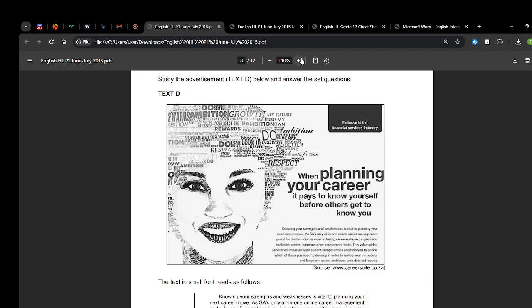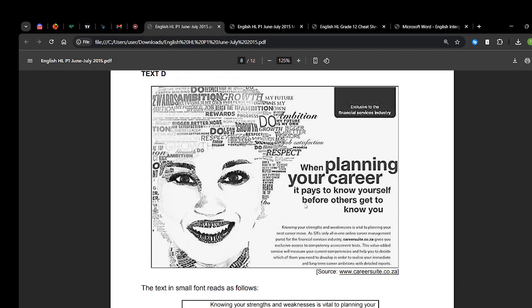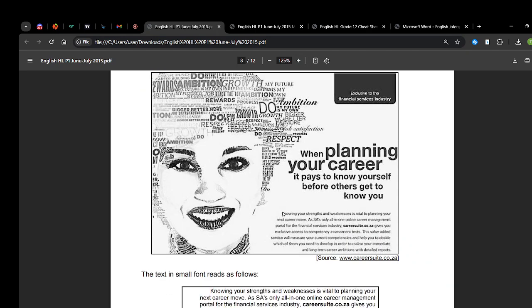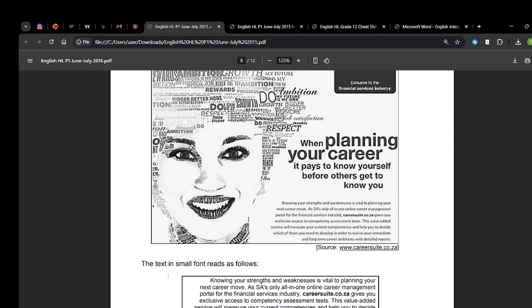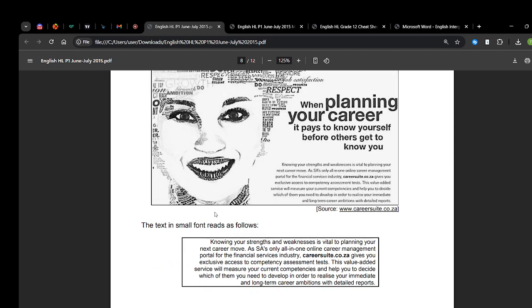I hope you guys can see if I do this last one here. Okay, then here we have something. I'll read it for you guys. It says, knowing your strengths and weaknesses. Okay, they even write it for us here for people who can't see that far.